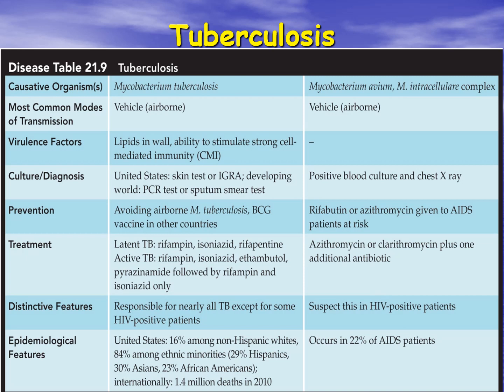So this just compares Mycobacterium tuberculosis to one of the other mycobacteria called Mycobacterium avium-intracellulare. These are primarily found in birds and transmitted to humans from birds. And these are problems oftentimes in AIDS patients.